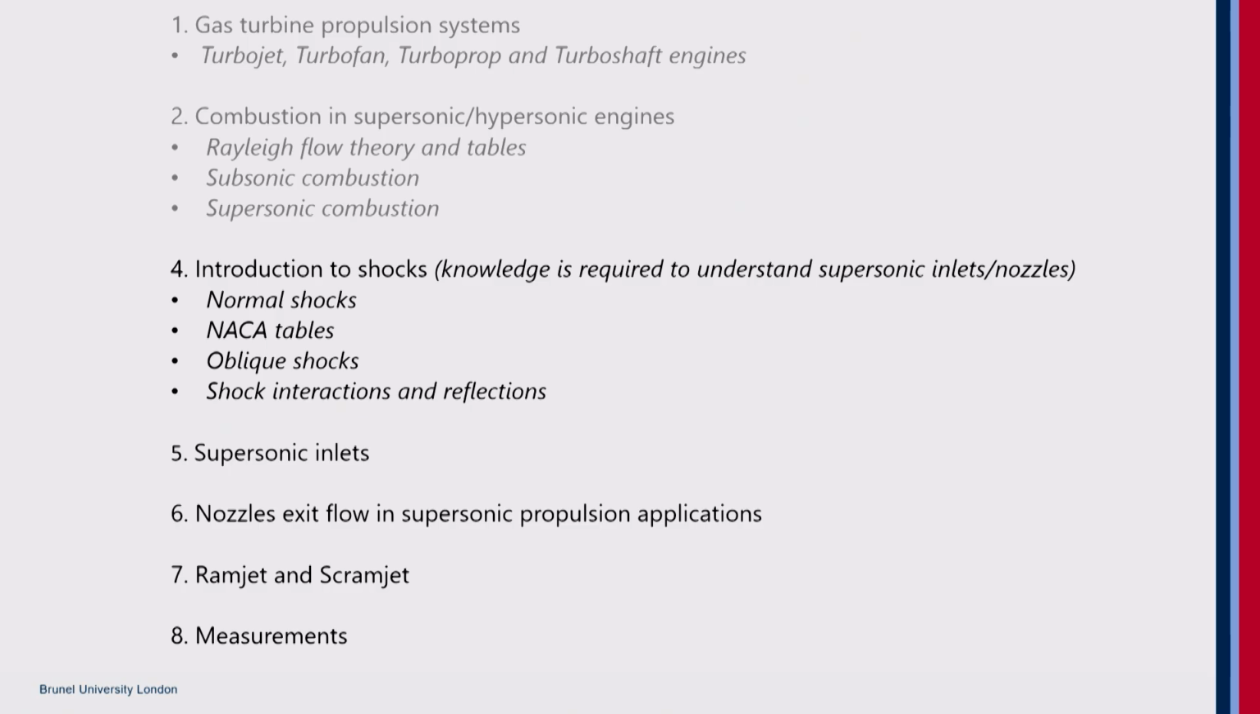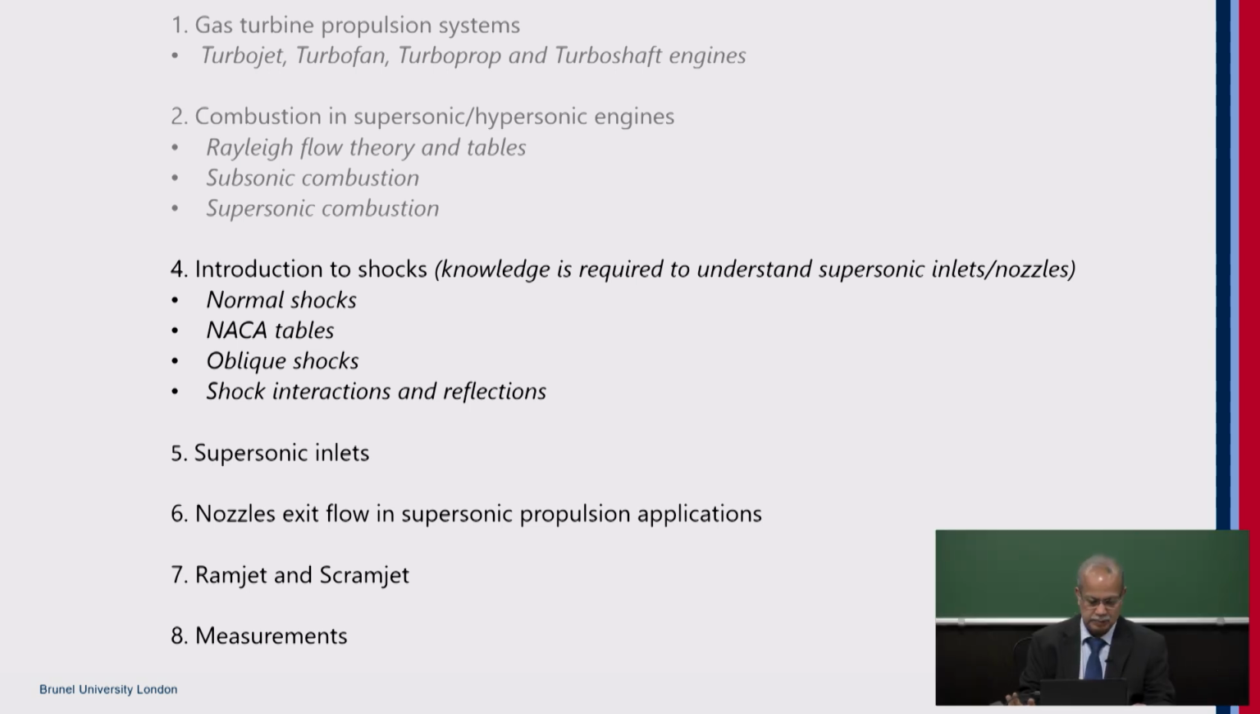So let's see what we have covered yesterday. We looked at the gas turbine propulsion systems. We looked at the turbojet, turbofan, turboprop, turboshaft engines, and the cycle diagrams. We briefly looked at the ramjet and scramjet as engines which have no rotary components, and then we looked into the combustion applications in these ramjet and scramjet engines using the Rayleigh theory, and then we tried to solve the problem. So that's what we looked at in yesterday's lectures.